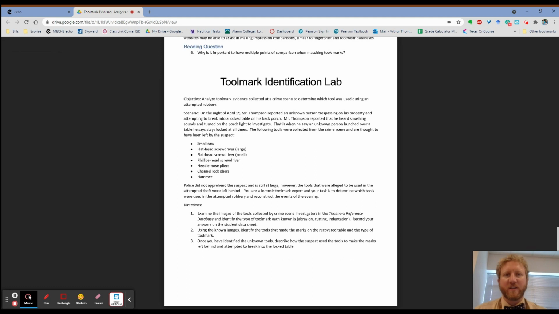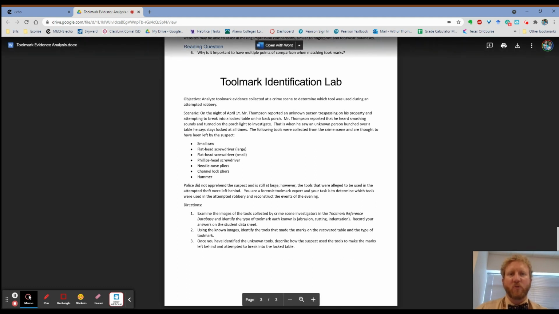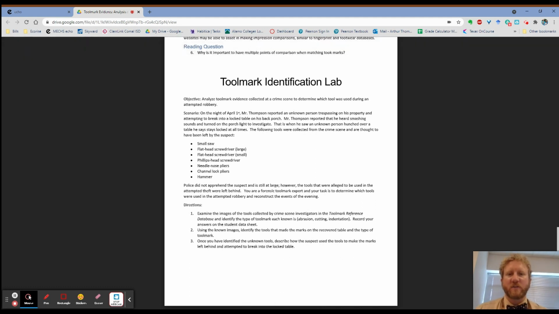The scenario is on the night of April 1st, Mr. Thompson reported an unknown person trespassing on his property, attempting to break into a locked table on his back porch. Mr. Thompson reported that he heard smashing sounds and turned on the porch light to investigate. That is when he saw an unknown person hunched over a table he says stays locked at all times.